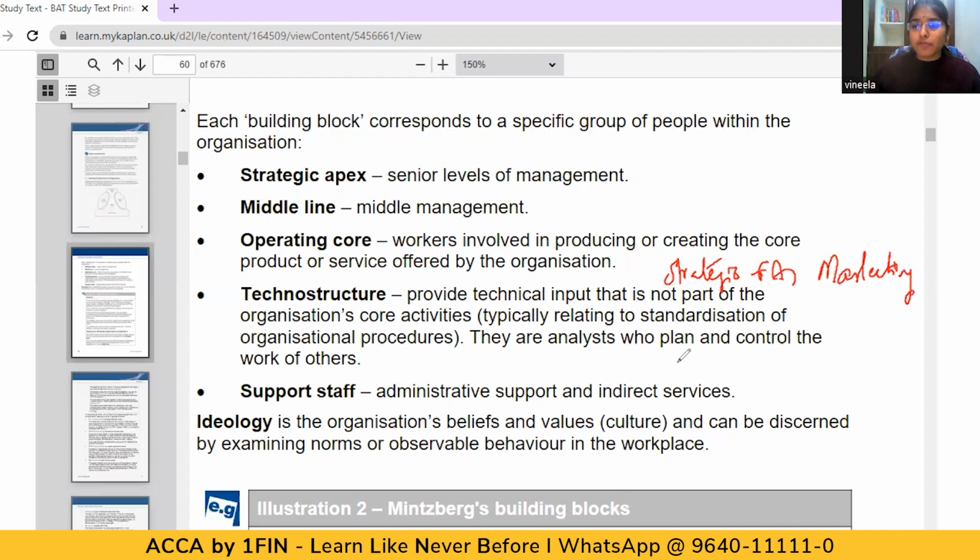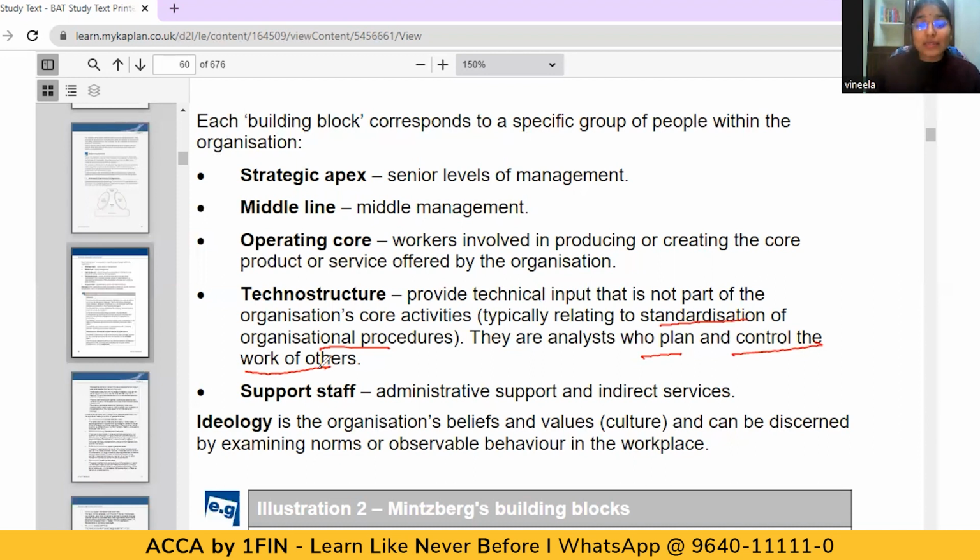If my company is a software company, then the technical inputs given by a financial accountant and a marketing head will be part of my technostructure. These are people not related to core activities, but they are there in the organization to standardize our organizational procedures. They will plan and control the work of others. They are not directly related to your core activities.